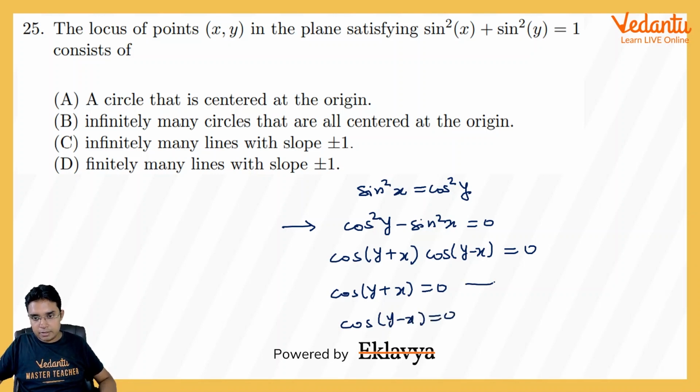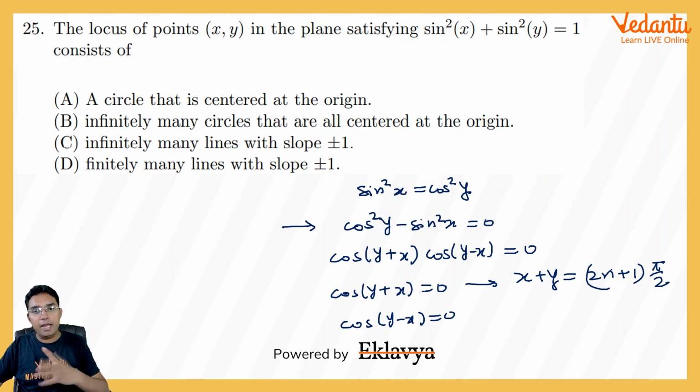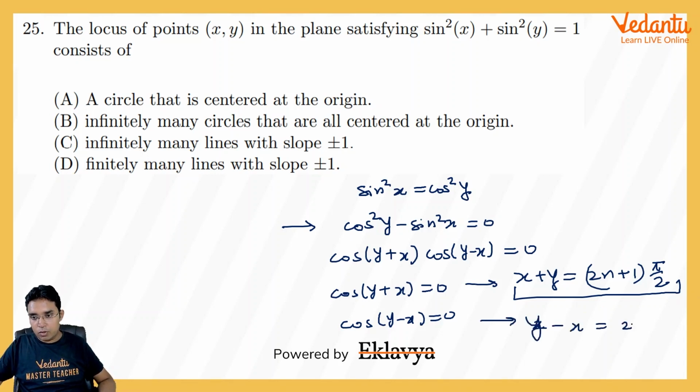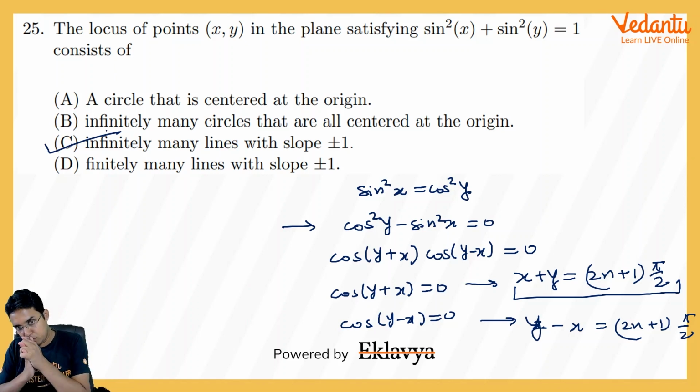So in this case, x plus y will become equal to odd multiple of pi by 2, and n can be any integer. So you can see this will be a series of parallel lines. Similarly, this will also be a series of parallel lines equal to (2n plus 1) pi by 2. So the locus of point (x, y) in the plane satisfying this will consist of infinitely many lines with slope 1 or minus 1. So the answer will be C here.